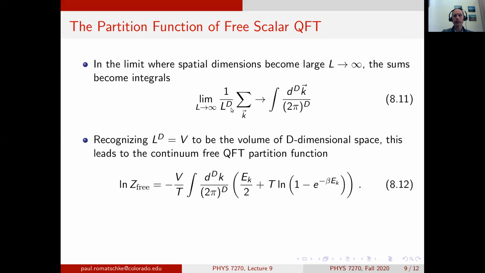So if we recognize 1 over L^d to be nothing else but the volume of d-dimensional space, this then leads to the following result for the free continuum partition function for quantum field theory. I've written down the logarithm of the free partition function just to get rid of the exponential, and we find, by writing L^d as V over t, this d-dimensional integral over basically the logarithm of the sine hyperbolic.